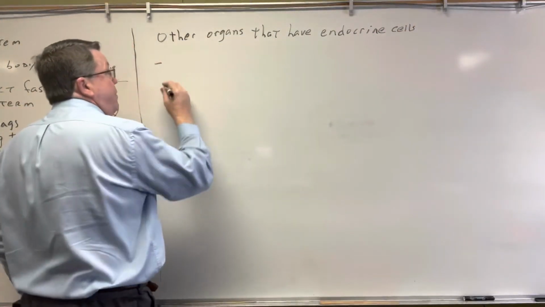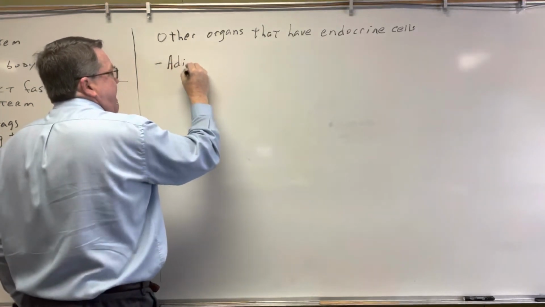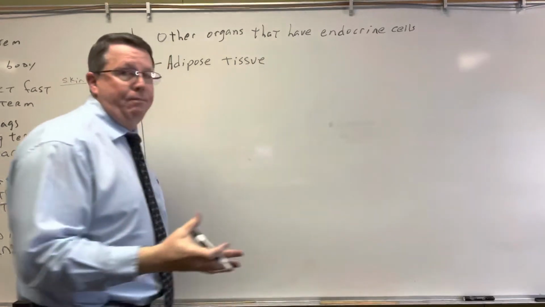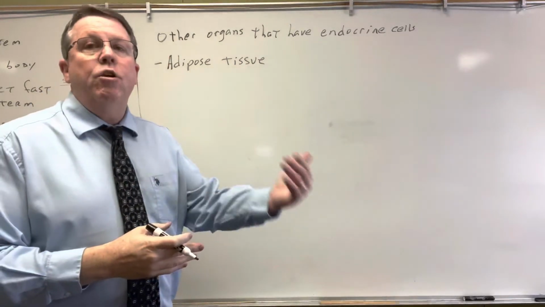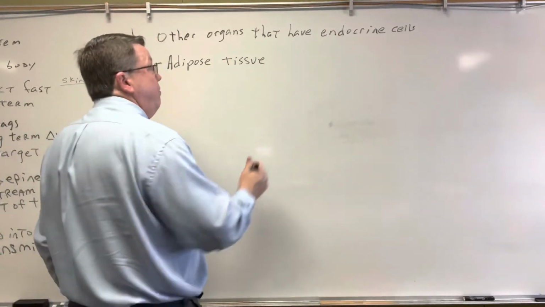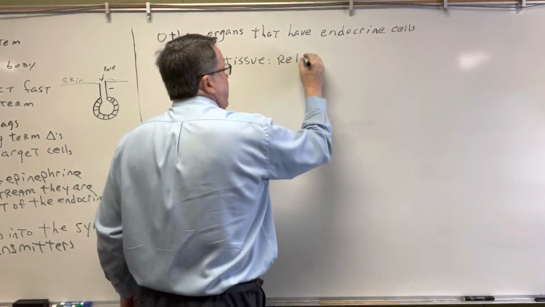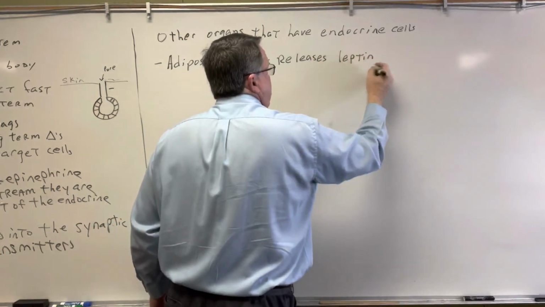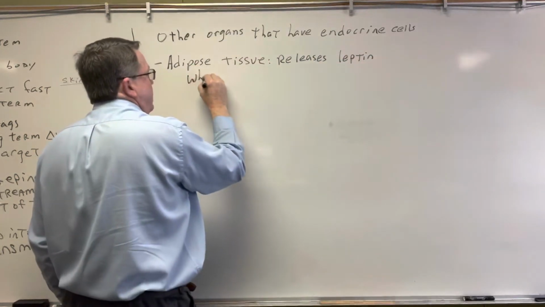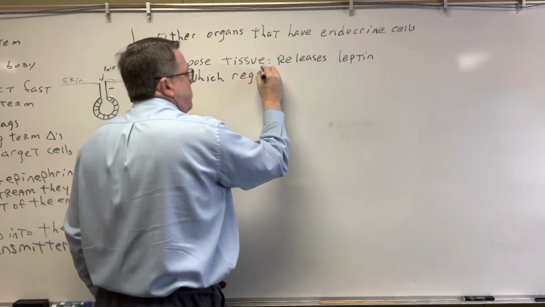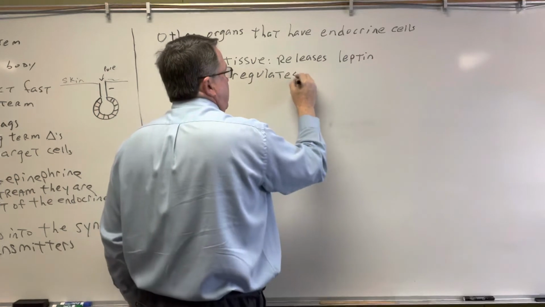So for example, you have adipose tissue, which is fat. Adipose tissue is going to secrete something called leptin. The amount of leptin you have determines how much fat you have. So the more leptin you have, the more fat you store, right? So this is going to regulate fat storage.